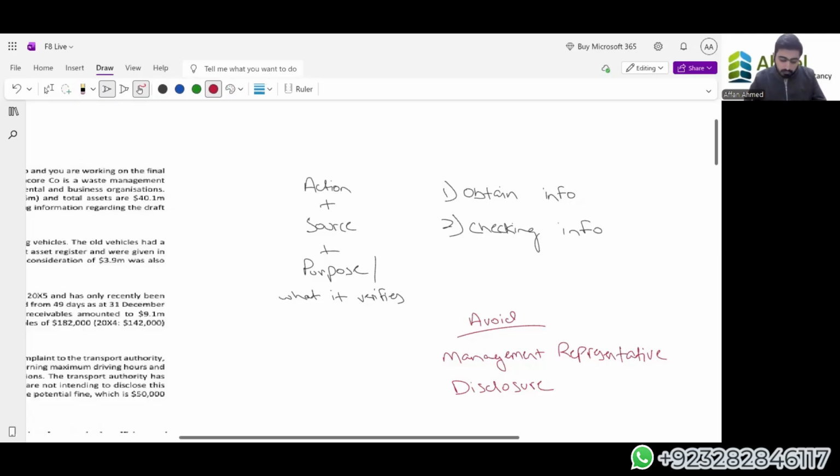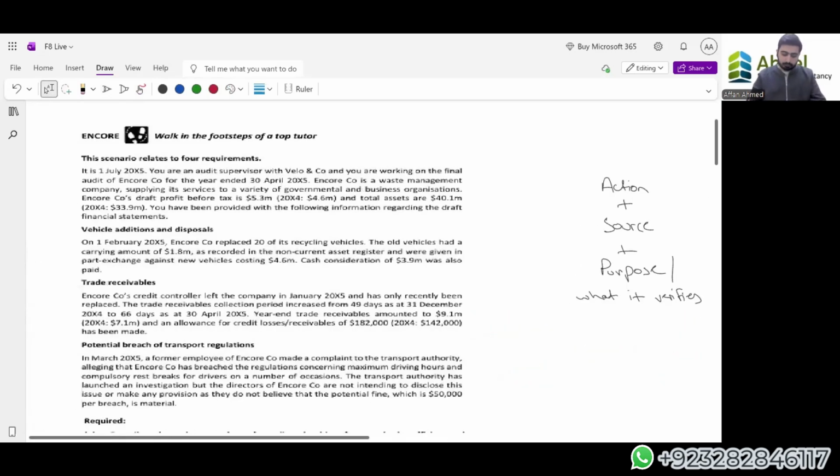Okay, now let's go towards your first para. What are they telling us? They are telling us that Incor is a company that we are auditing. You are the audit supervisor of Velo & Co. and you are working on the final audit of Incor & Co. for the year ended 30 April 2005. Incor is a waste management company supplying services to a variety of governmental and business organizations. Incor's draft profit is 5.3 million and total assets are 40.1 million. And 2004 was 33.9 million.